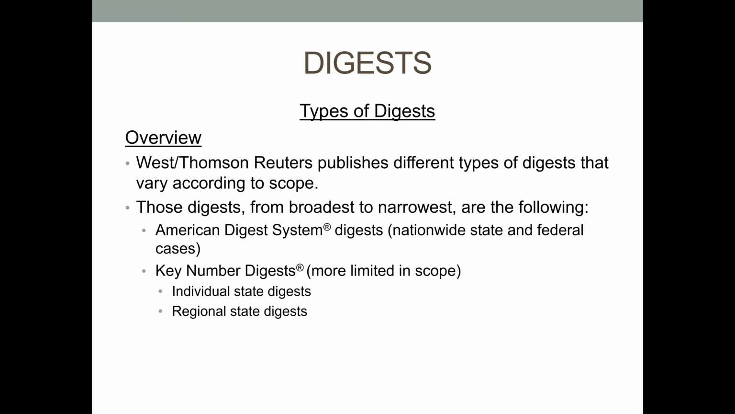American. Now, there are also regional state digests that will cover the abstracts from a particular regional state reporter, such as the Northeastern Reporter. There are also federal digests for federal law. And then the most narrow would be topical digests that have head notes or abstracts from published cases, but only those that relate to a particular area of law.